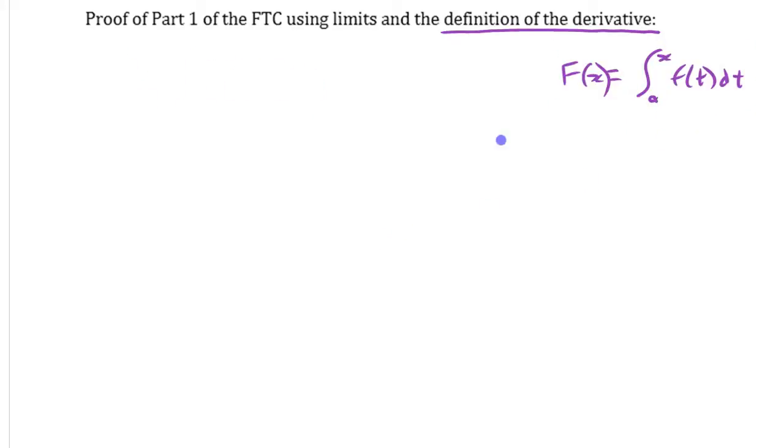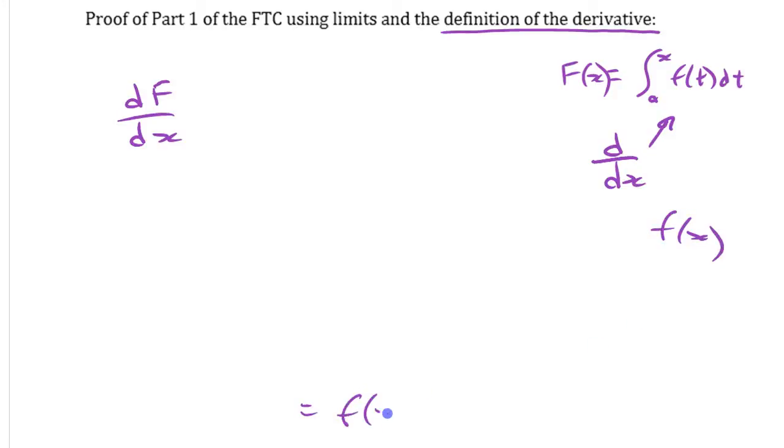Capital F refers to that function. We want to know now what the derivative of that function is, because the theorem says the derivative of that is the function itself. That's what we're trying to show here. In the end, we're trying to show this is just equal to f of x. It's equal to the function itself. That's what we want to show.